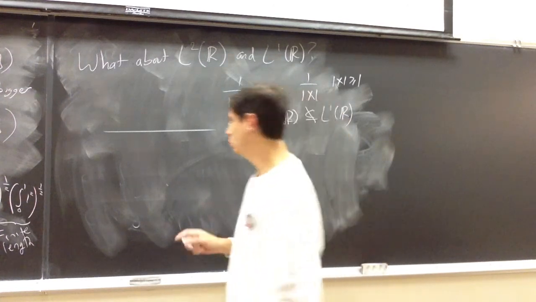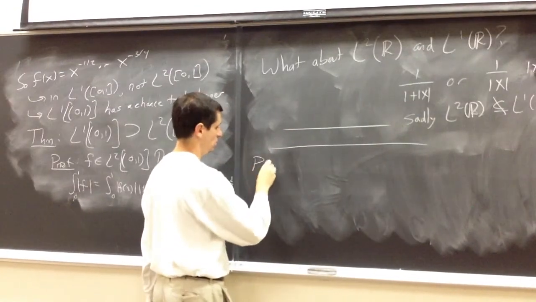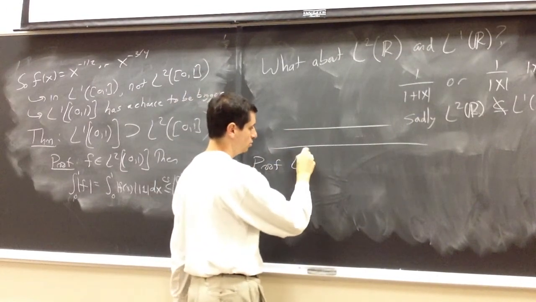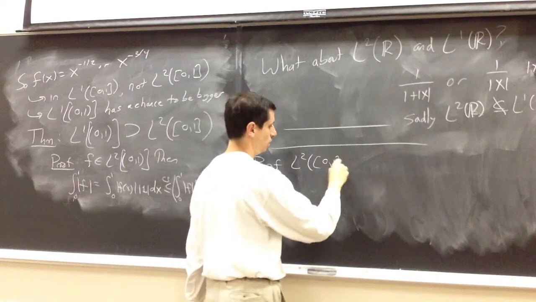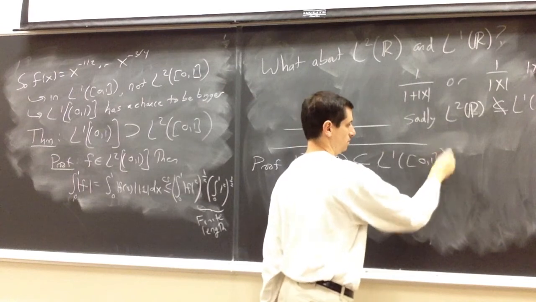All right, so let me do one last proof. Proof: L2 of 0, 1 is contained in L1 of 0, 1.